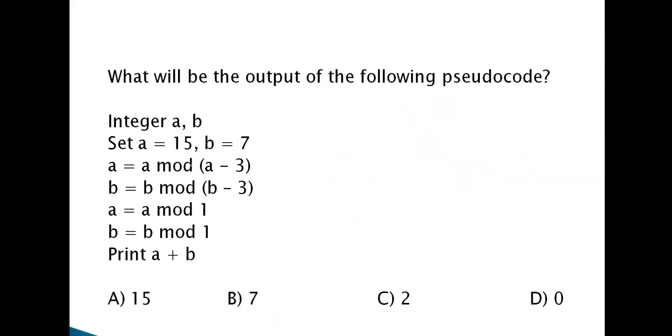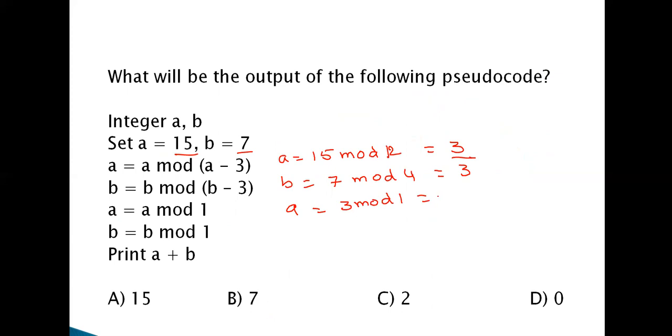Now, a simple example, 15 and 7, the A and B values. Now, what is the updated value? A is equal to 15 mod 12. 15 mod 12 means what is the remainder? 3. B is equal to 7 mod 4. 7 mod 4 is equal to 3. Now, what is the updated A value? Updated A value is equal to 3. A is equal to 3 mod 1. What is the result? 0.